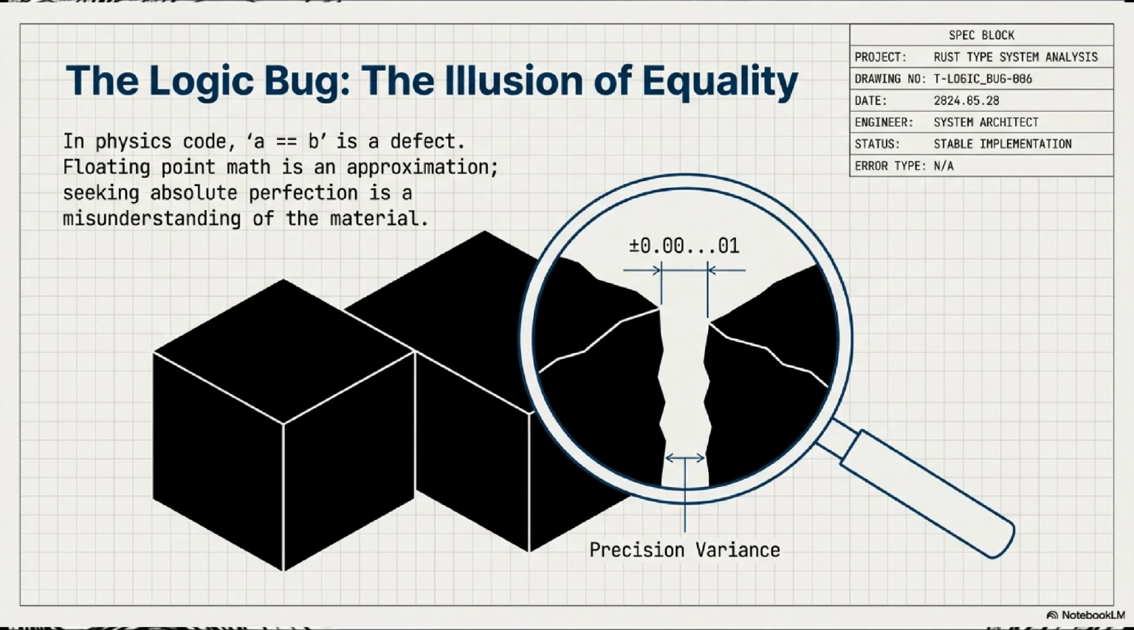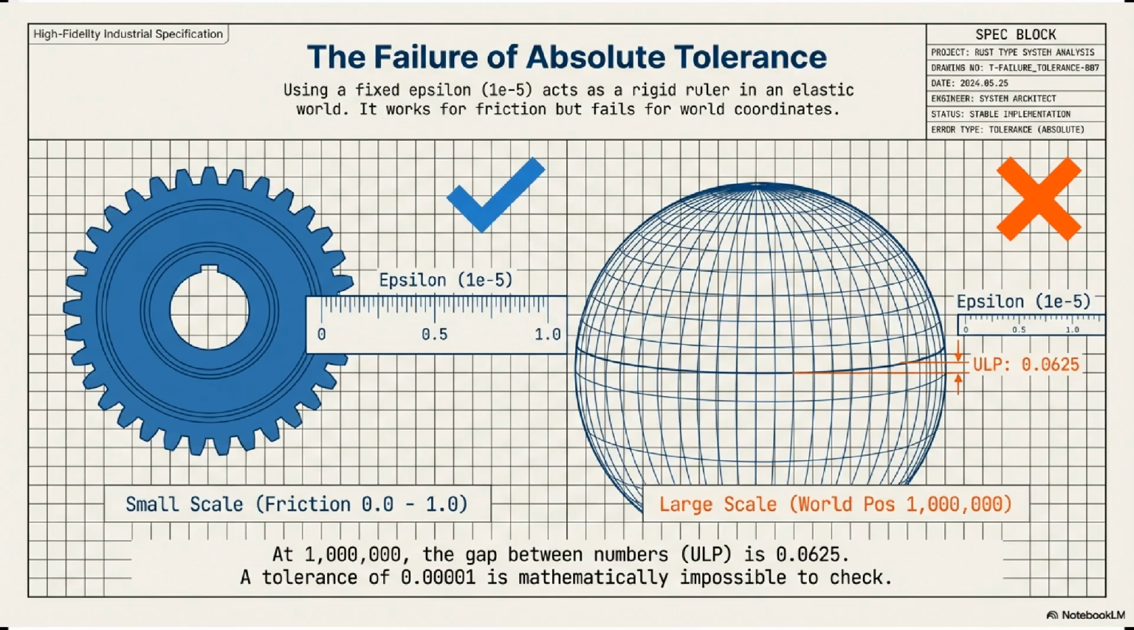All right, let's talk about another sneaky logic bug. I call this one the illusion of equality. In physics code, checking if two floating point numbers are perfectly equal is almost always a mistake, because floating point math is really just an approximation. Now, a common workaround is to check if two numbers are close enough, within some tiny fixed tolerance. But that's a flawed approach because it doesn't work at every scale.